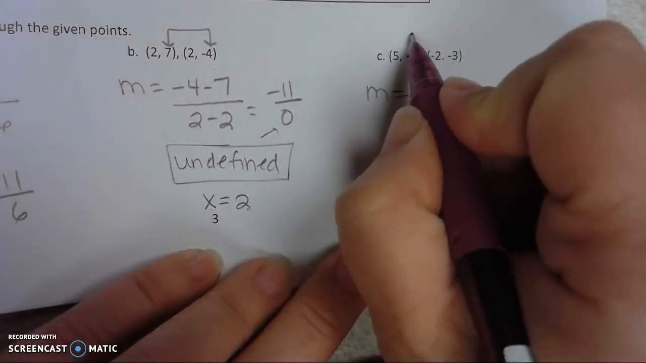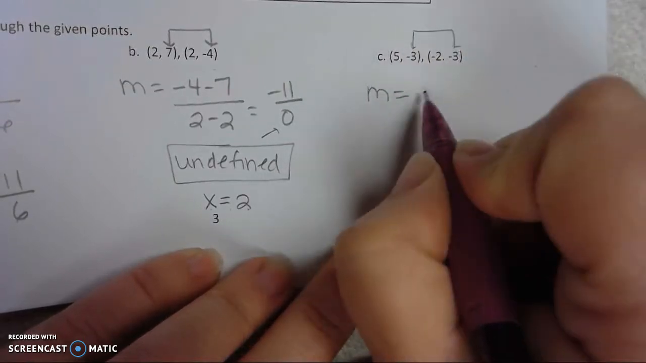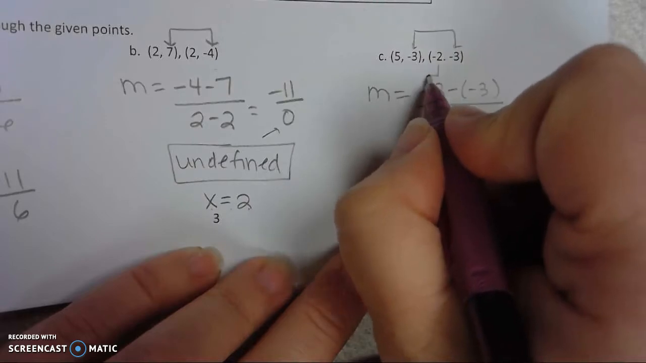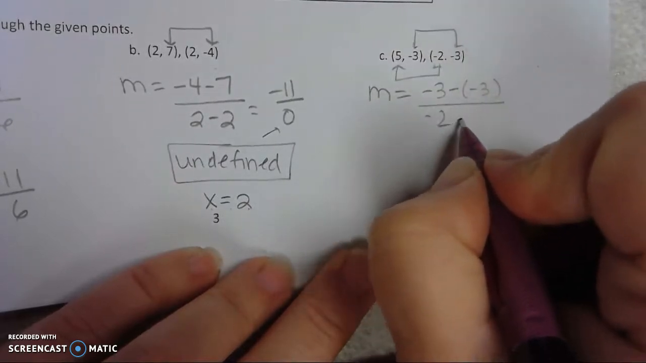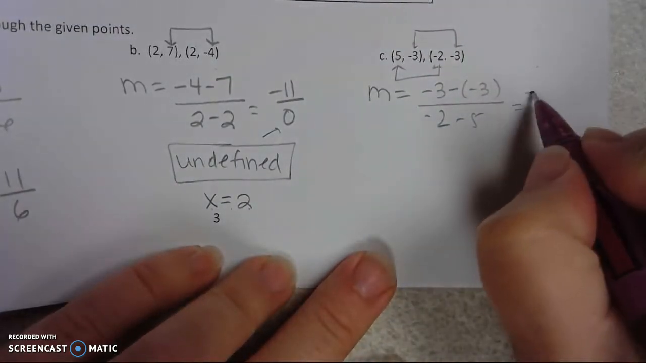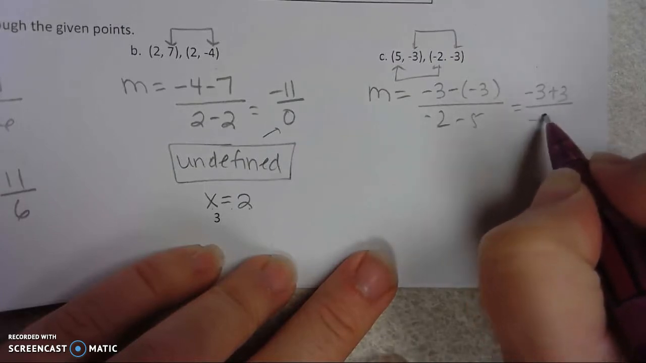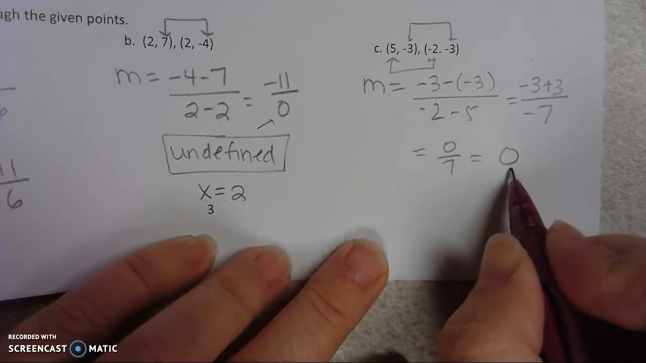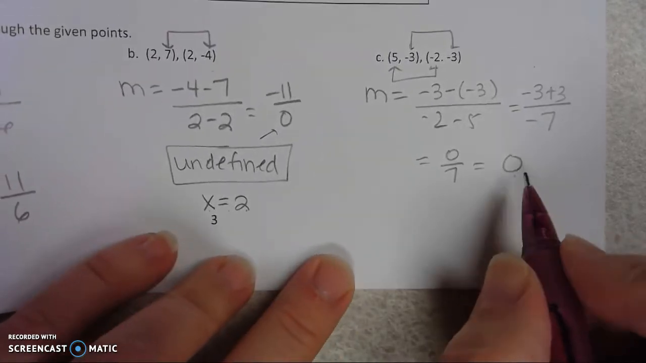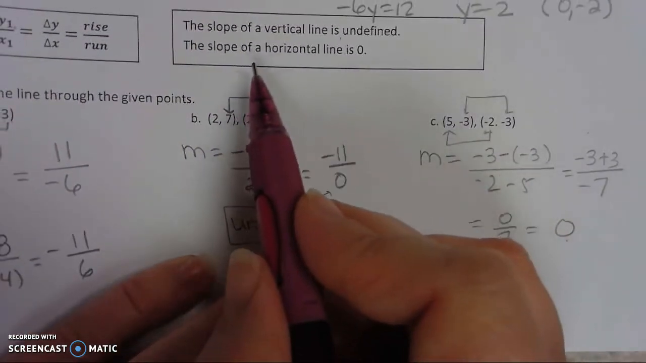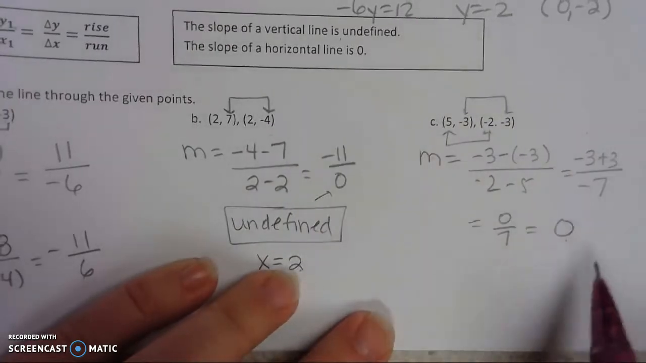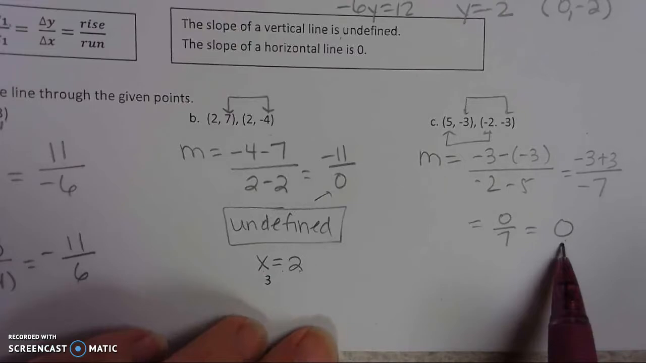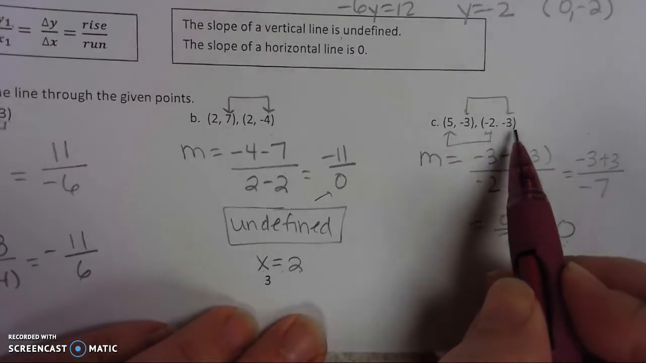The slope here would be, here are my y's, -3 minus -3. And then my x's, -2 minus 5. That would be -3 plus 3 over -7, which gives me 0 over -7, which gives me a slope of 0. Now recall when we first started, we said that the slope of a horizontal line is 0. So when you get a slope of 0, you should say this is a horizontal line, and we can see that the y values are the same in this one.